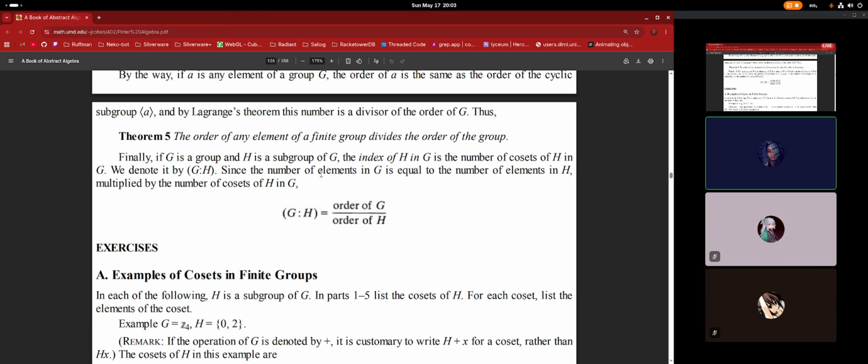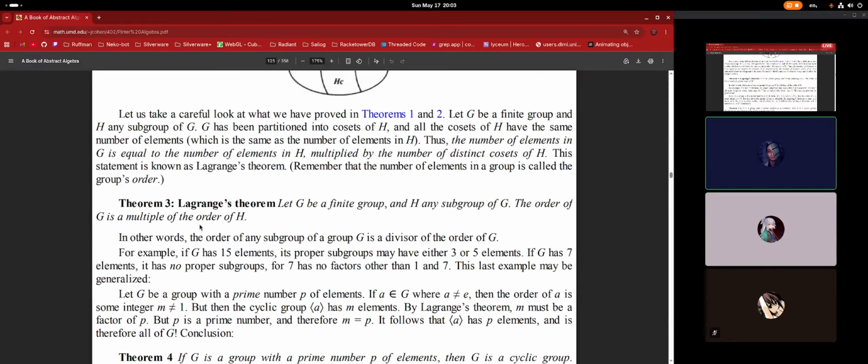Since the number of elements in G is equal to the number of elements in H multiplied by the number of cosets of H in G, we get the order of G divided by the order of H. This is going to be the multiplier factor, right? This is what we're going to be multiplying one by to get the other. And that is the index. Essentially, yes.